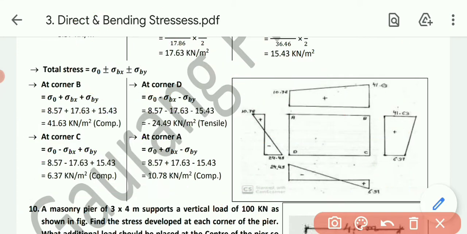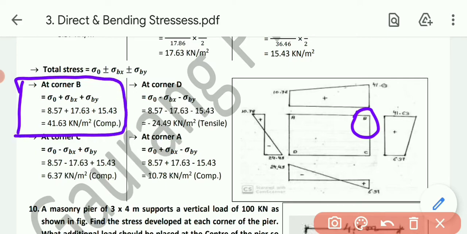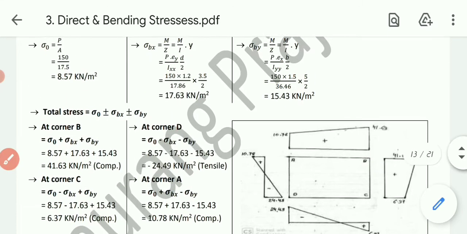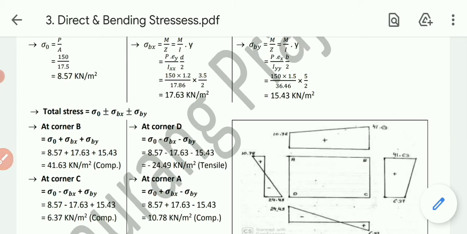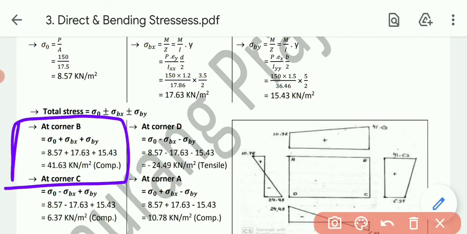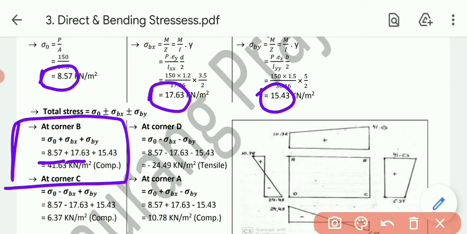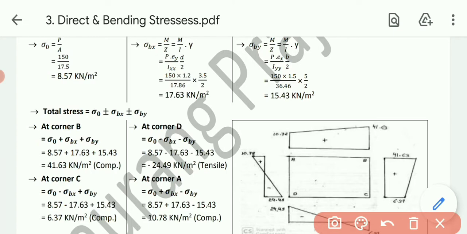Okay, so now at corner B, as we have already discussed, the formula will be sigma 0 plus sigma bx plus sigma by. Sigma 0 is 8.57, sigma bx is 17.63, and sigma by is 15.43. So by solving this I will get the answer 41.63 kilonewton per meter square, and as it is positive, I keep it as a compressive stress.